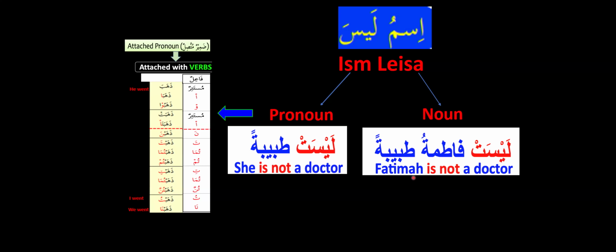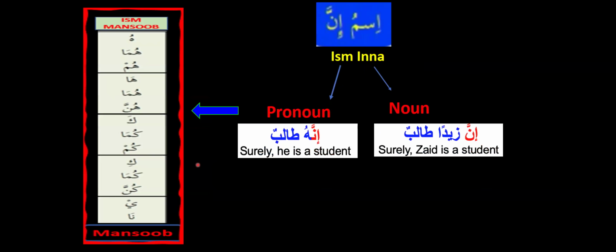So if it's a pronoun, the only thing I'm trying to explain is that this time the pronoun will be used from this list, not from this list. These are the pronouns we use for mansoob and majroor. You remember that? When we make mudaf mudaf ilayh, or we have a harf jar before it, or they come with ismu inna, or they come with inna as ismu inna. So these pronouns can come as mansoob or majroor.